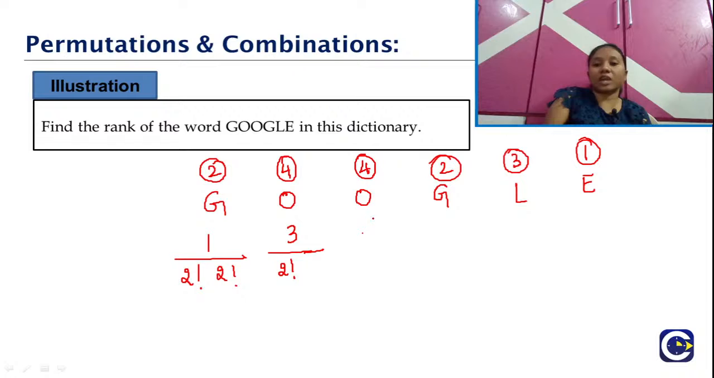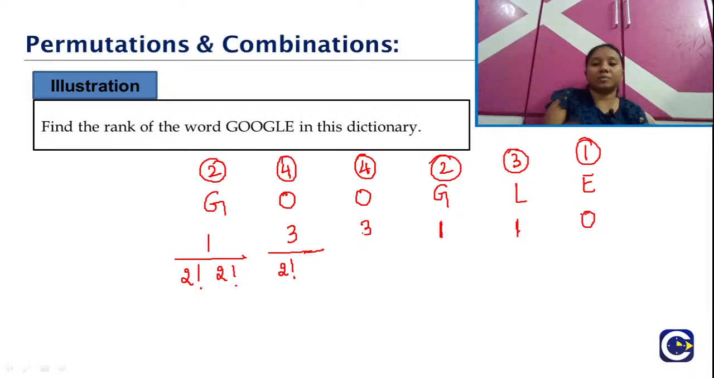So now the next one will be O. Less than 4 again it will be 3. Now there will be no repetition of letter from this O to the right-hand side, so there will be no division of 2 factorial here. And for the next letter it is 2, so less than 2 only 1 here. And then for 3, less than 3 it will be 1, and less than 1 here it will be 0.